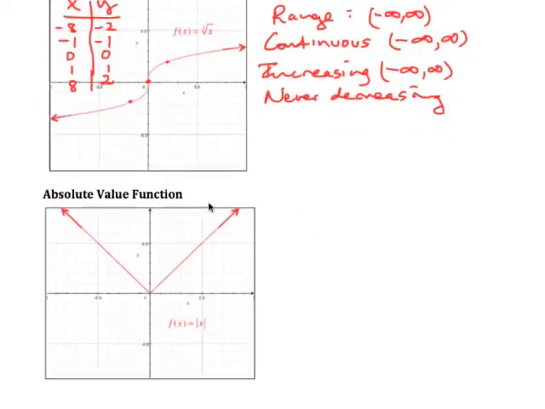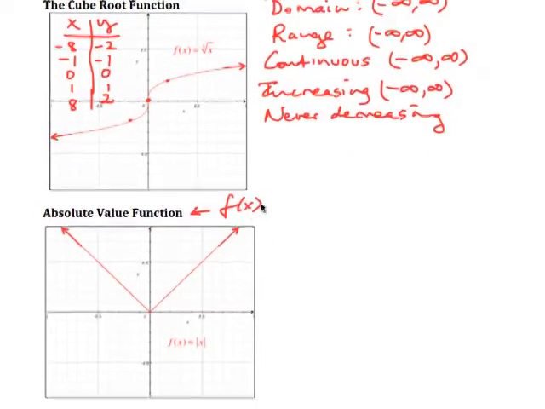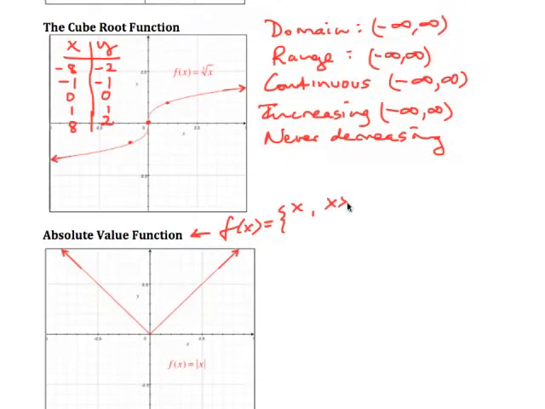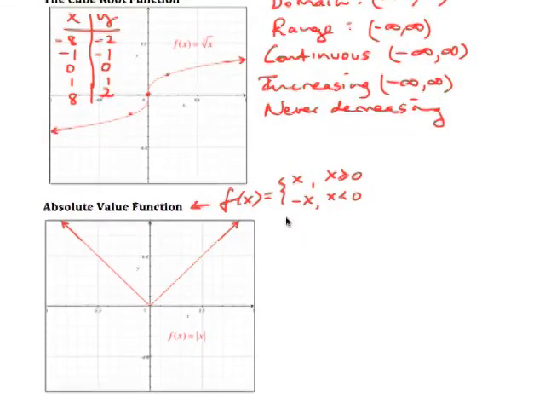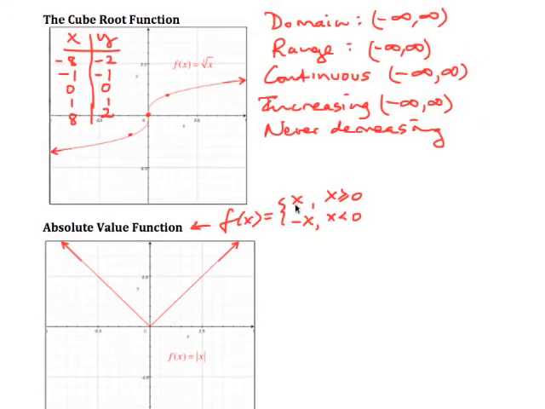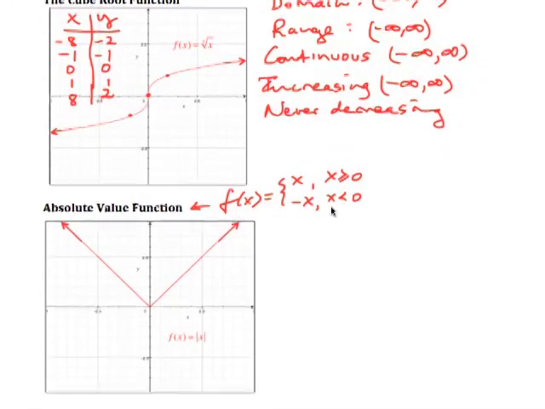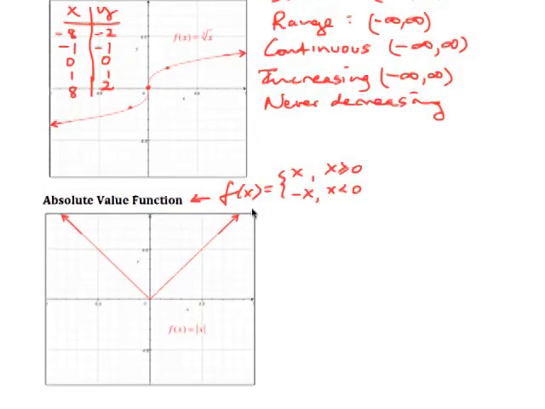Right, the next one is the absolute value function. Now remember, the absolute value means that it's really defined like this: it's x when x is greater than or equal to 0, and negative x when x is less than 0. So if I have a positive number or 0, then I just take the number. If I have a negative number, then I change its sign so it becomes positive, because the absolute value has to do with the distance, if you like.